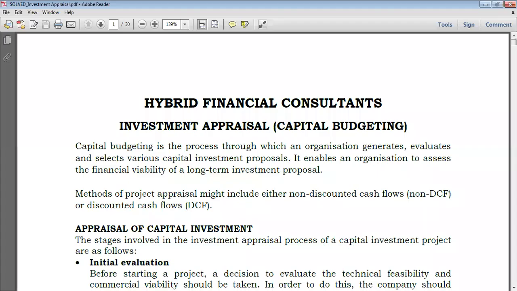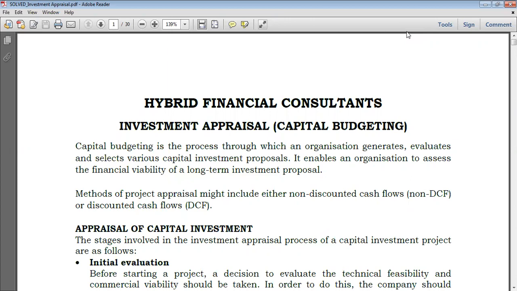All right. Okay. This is from Hybrid Financial Consultants, and we'll go through the whole topic of investment appraisal from the very basics up to all advanced situations. Actually, let me list everything that we'll go through before proceeding with anything. Investment appraisal has a lot of things to offer.